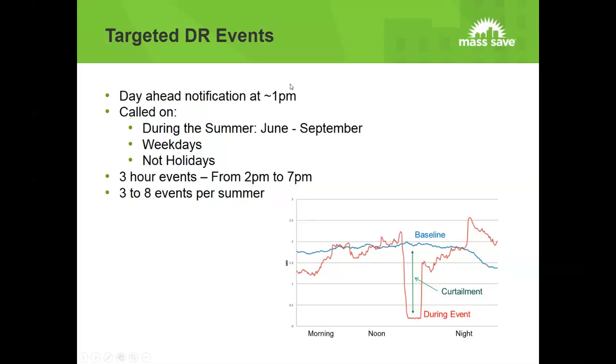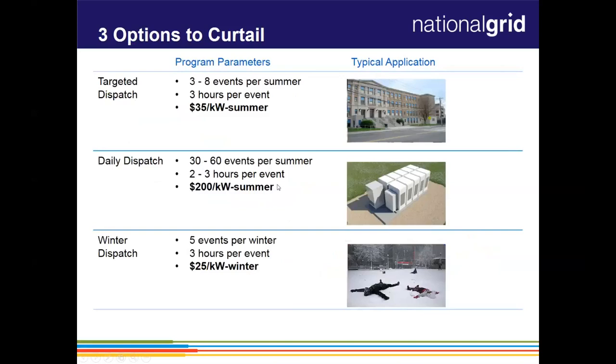Okay, so that's our targeted demand response program. That's really our key program. But let me jump back and cover the other ones too. So our targeted program pays $35 per summer and calls 3 to 8 times per summer. Our daily dispatch summer also calls in the summer, and it pays a lot more, almost 10 times more, but we're also calling 10 times more events. So, like I said before, that's really for something like battery storage.